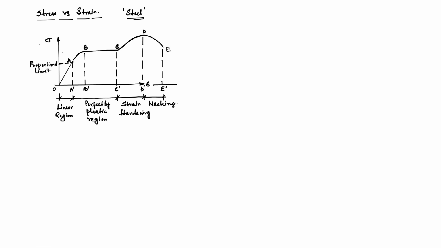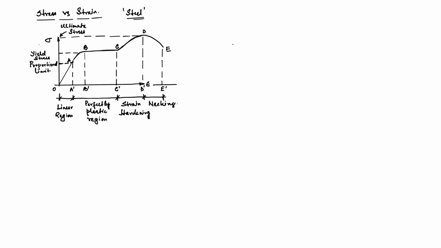Now, this point is called yield stress, because beyond this point permanent yielding occurs, and then the stress at this point is called ultimate stress.